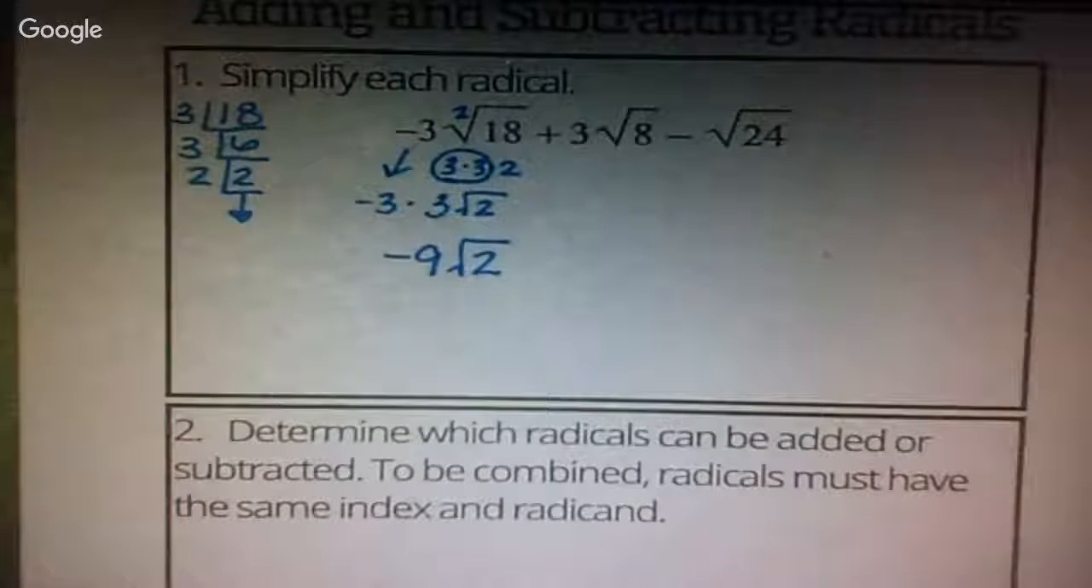Did I lose anybody? Kind of. Close to it. Okay. Let's try the next one and see if we can catch on, okay?